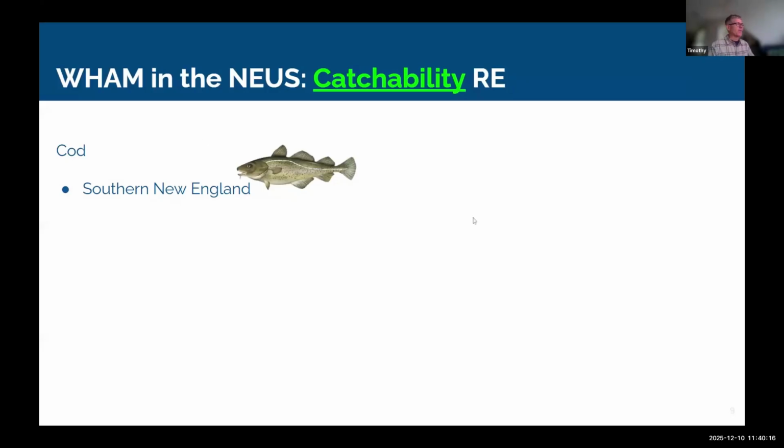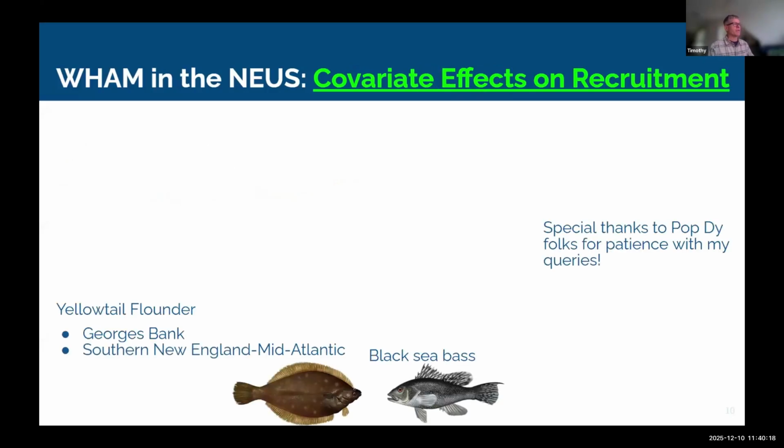Yeah. So then we also have some covariate effects, usually temperature related covariates affecting recruitment for two of the yellowtail flounder stocks, and also recruitment of the northern component of the black sea bass stock.